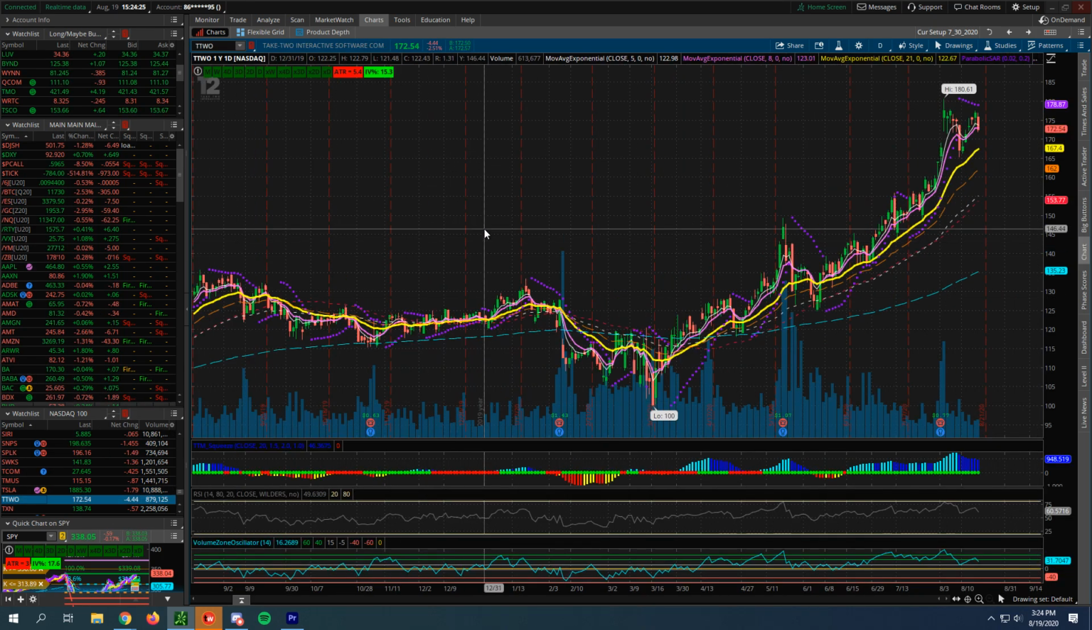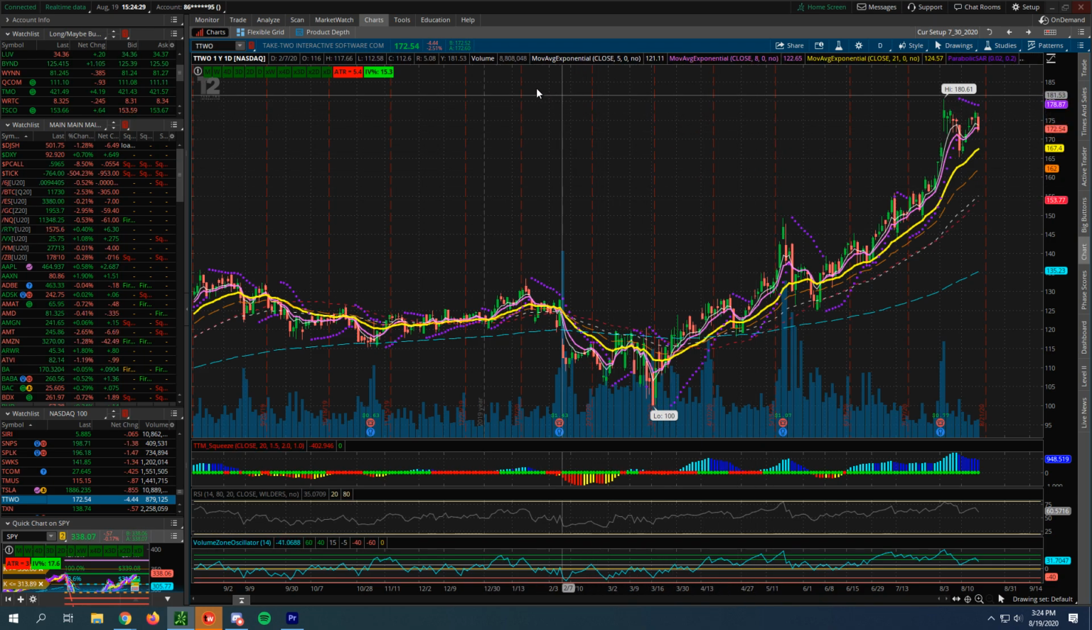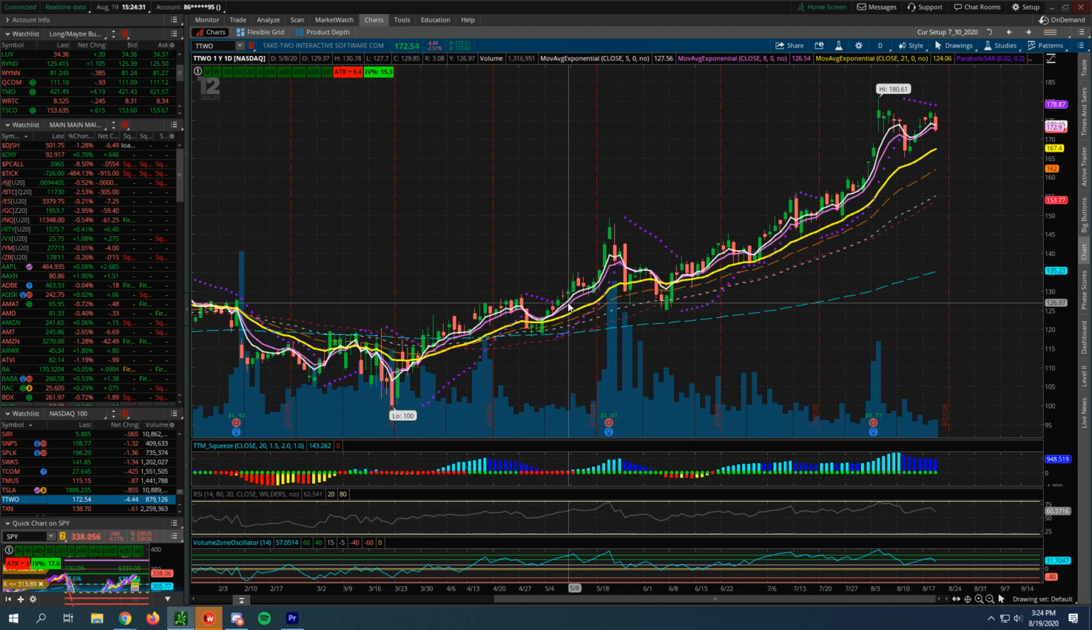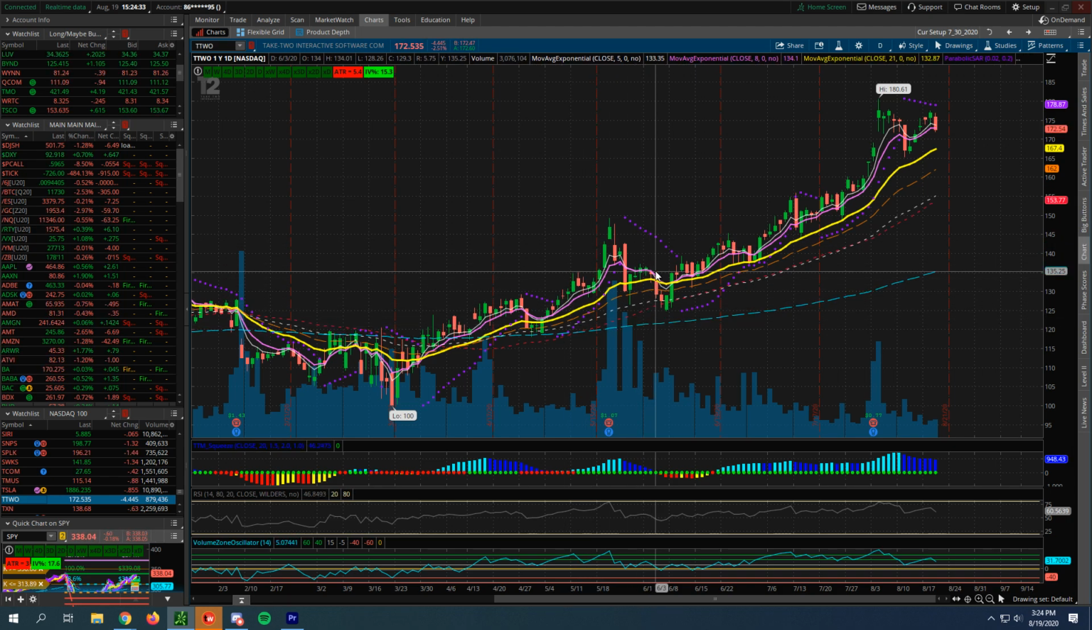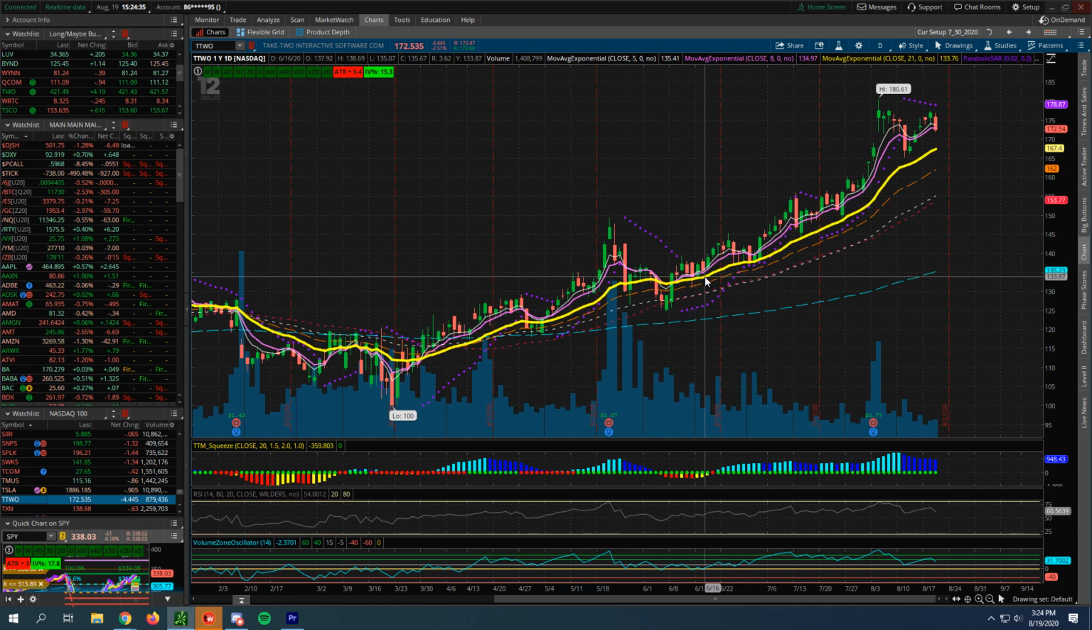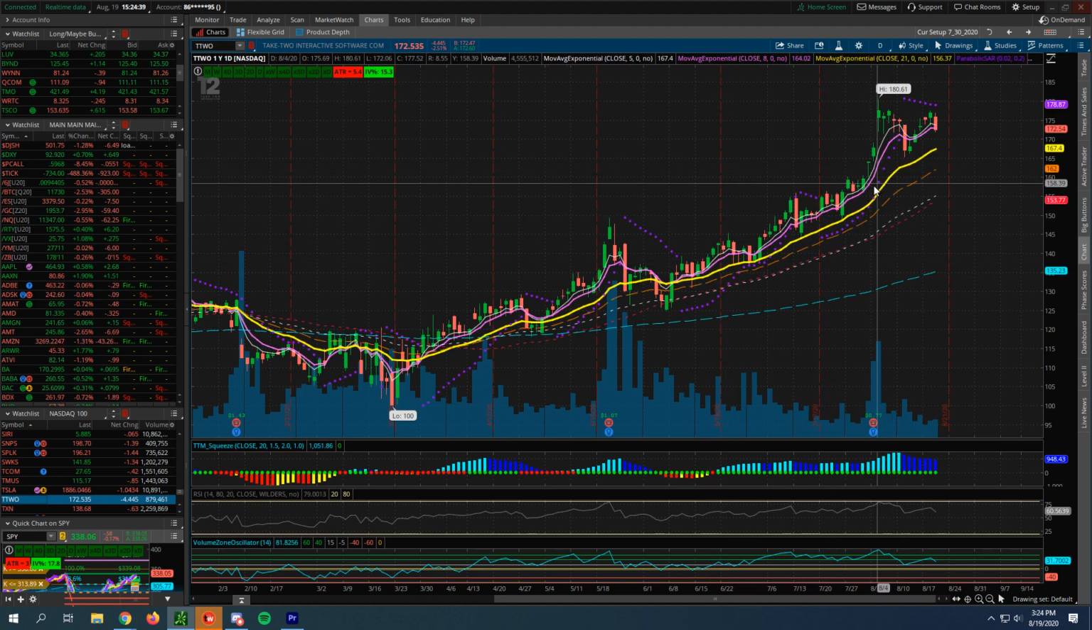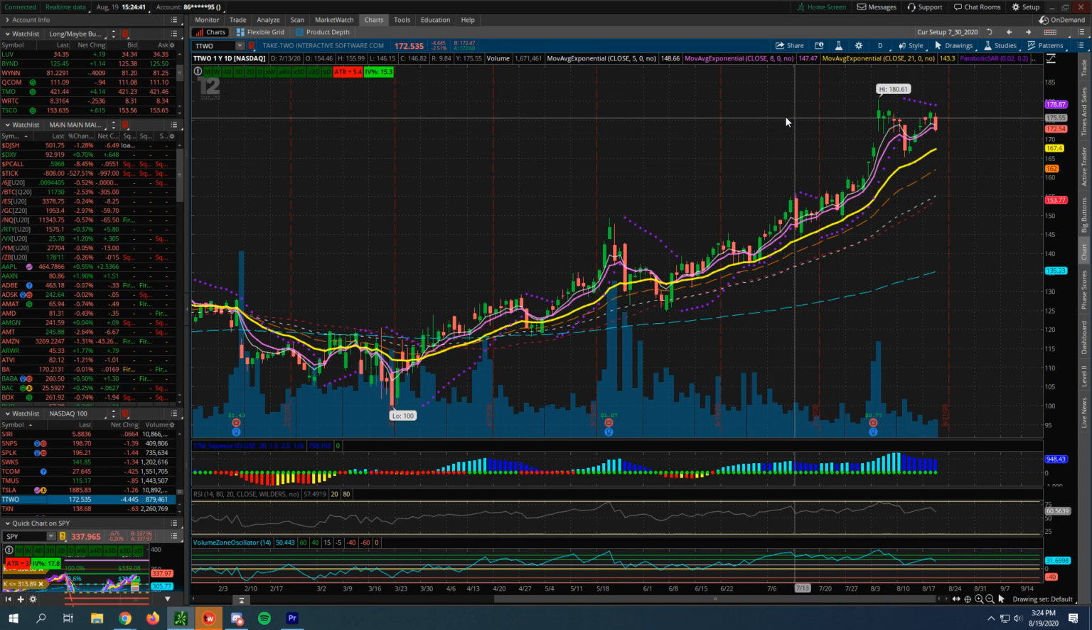Take-Two Interactive, that's TTWO. This one is, again, another game-making company. Seen some pretty sharp moves previously, but really coming back to the 21 and 34 for potential buying opportunities, and then just grinding higher from that point on.